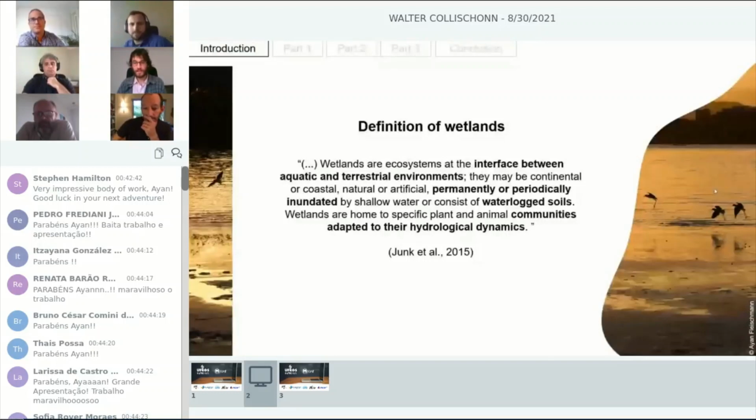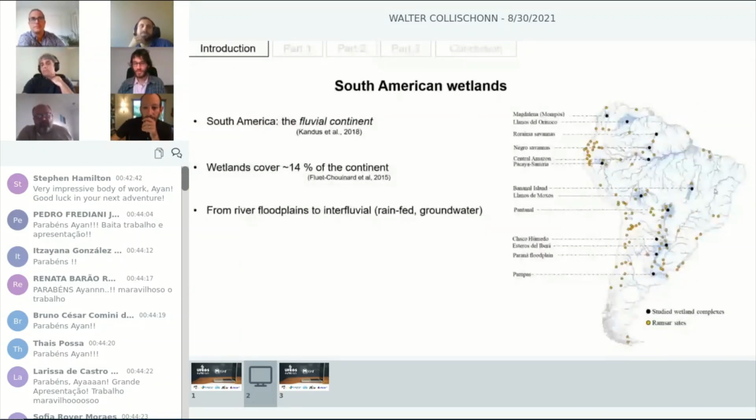And here it comes to the definition of wetlands, which are areas in the interface between aquatic and terrestrial environments that are permanently or periodically inundated and where communities are adapted to the local dynamics. South America has been called the fluvial continent because of its large river drainage systems, and wetlands cover a large part of the continent, up to 15% of it. These wetlands vary in type: they can be wetlands along rivers, what we call floodplains, but also interfluvial areas that are more rain-fed or associated with local runoff processes. Here you can see, in the black circles, the main wetlands we are going to study today.